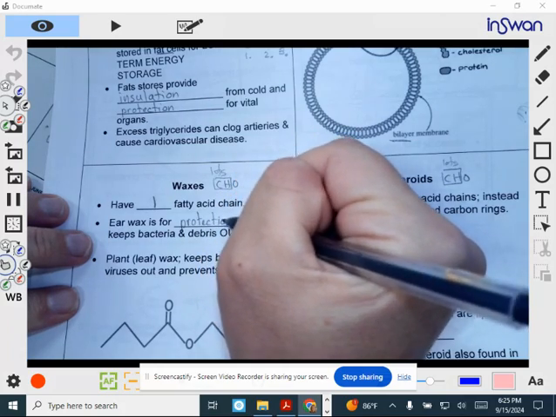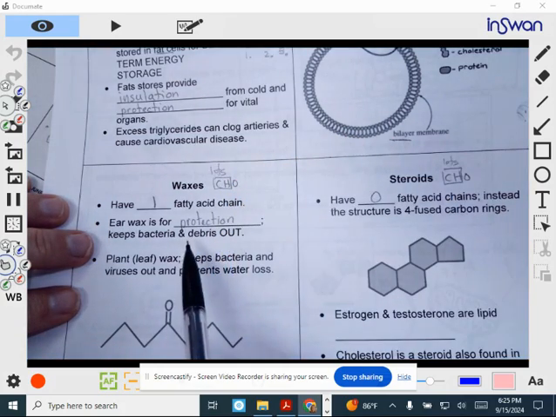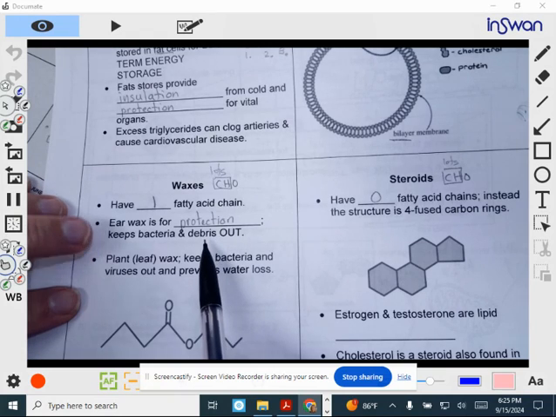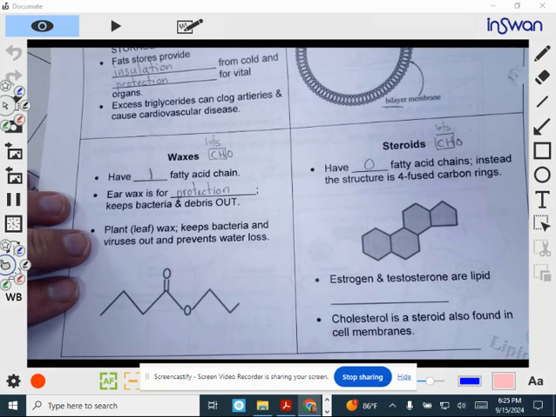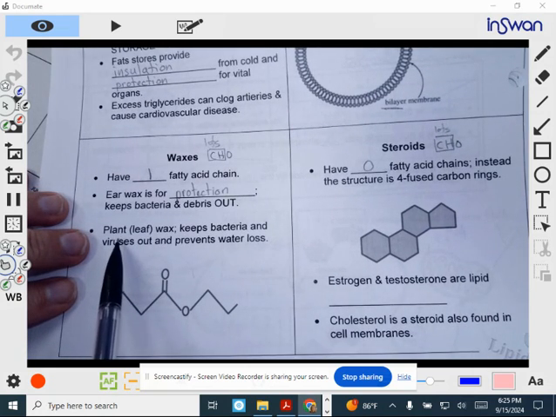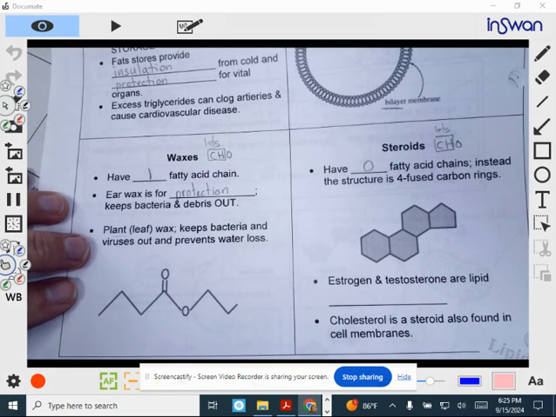If bacteria or fungal spores or debris get in your ears, they stick to that wax, and then as you make more wax, it pushes that old wax out. But also, it's for protection when it comes to plants. They have a wax that helps keep the bacteria out, and it keeps water in, so they're less likely to lose water. And we even make a wax.